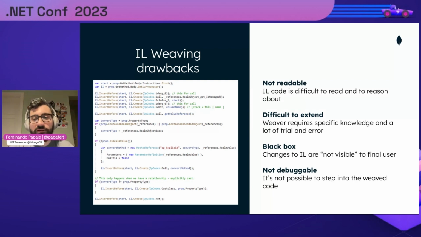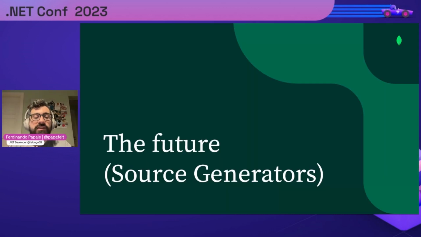Then it's a black box. It's a black box because essentially the changes to IL code are not visible to the final user. I mean, you can use a decompiler, yes, but it's not something that is very common. And finally, it's not debuggable because it's not possible to step into the weaved code because the debugger doesn't have anywhere to jump to, essentially. Okay, so these are some of the reasons that made us move to the source generator, the future.